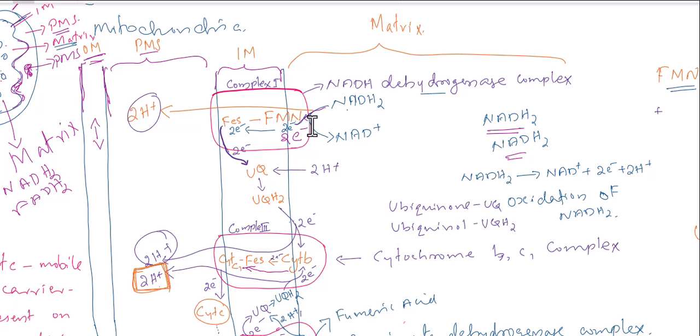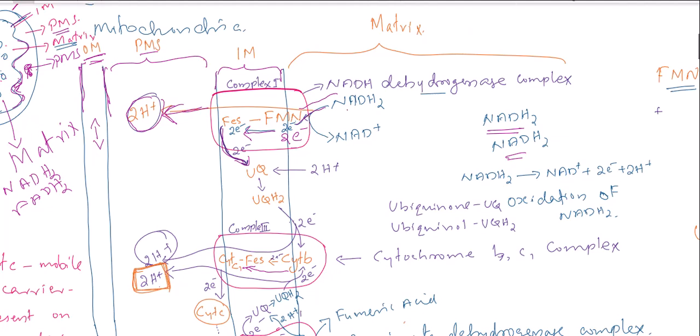Along with that, two hydrogen ions are also removed from NADH2, and these hydrogen ions are transferred to the outer cavity. Then the electrons pass through these carriers, and then are given to another molecule, which is known as ubiquinone.